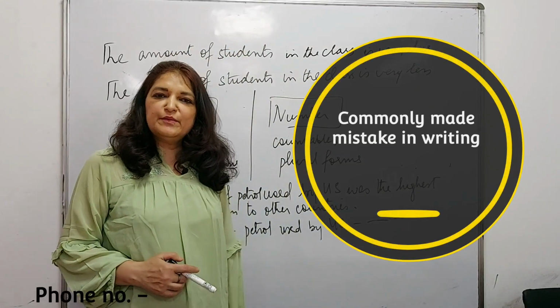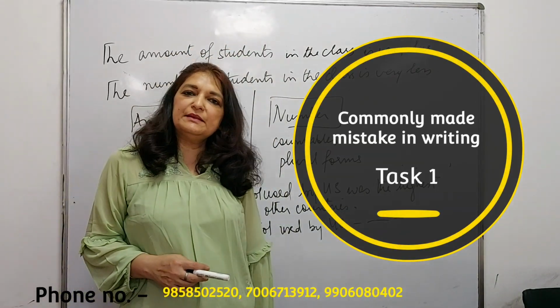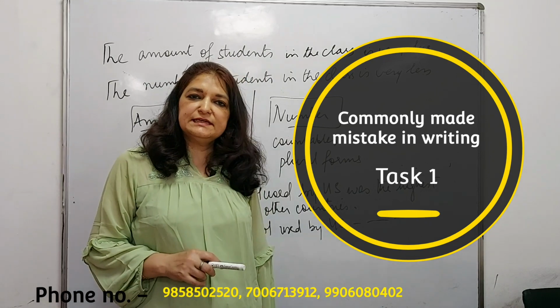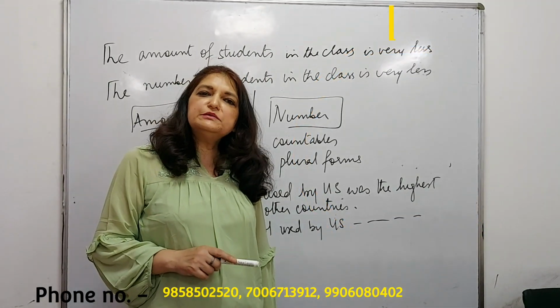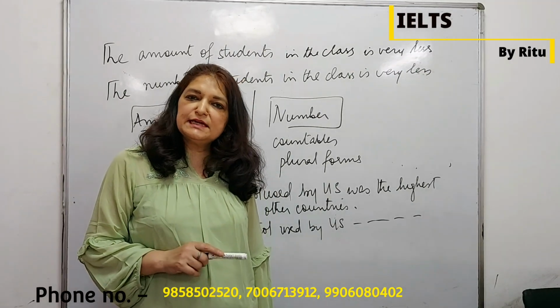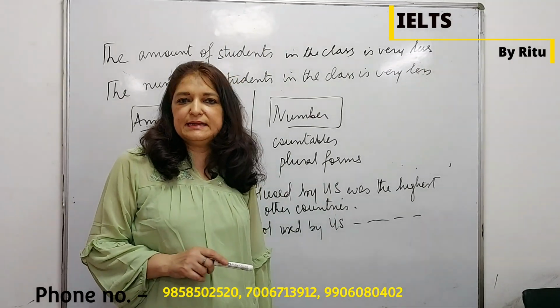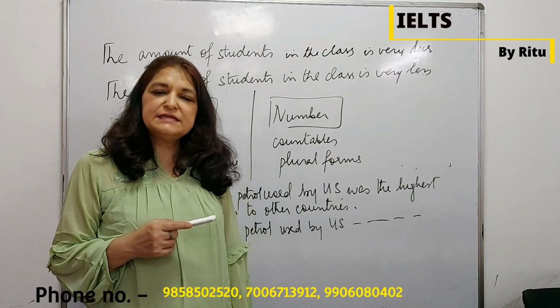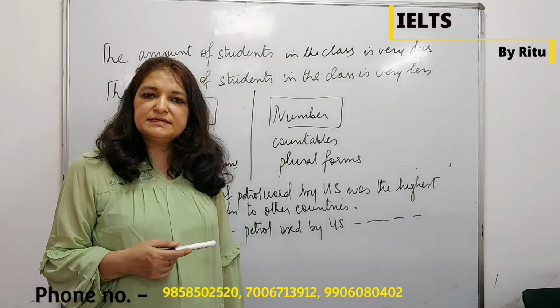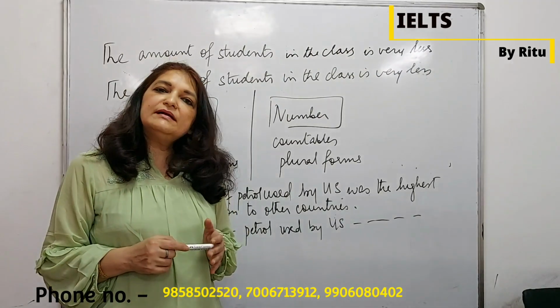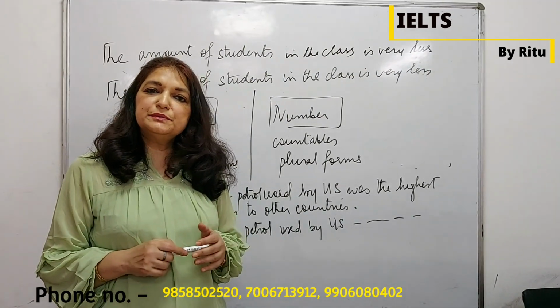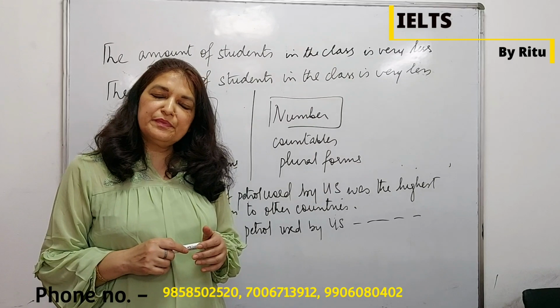Hello students, I'm Ritu. In this video, I'll be discussing a commonly made mistake by students when they write their task 1. As we all know, in task 1, when we have to write our answers, we have to explain the data. We have tables, bar graphs, pie charts, which we have to explain, and we are given some data. While describing this data, we use the words number and amount.